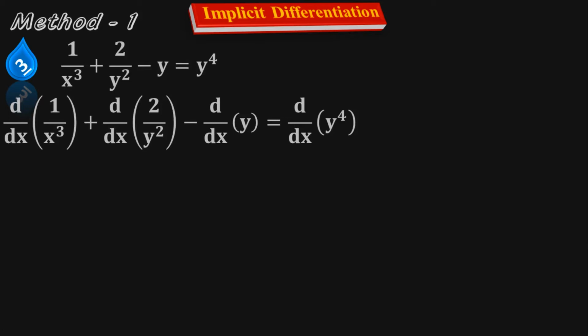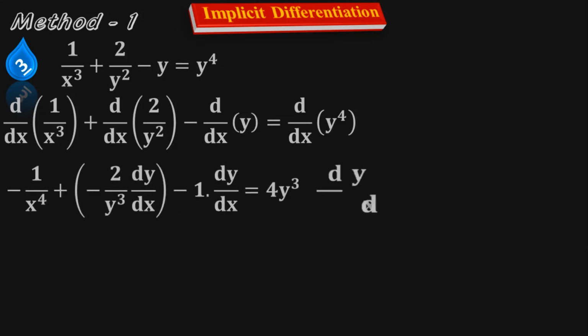After taking the differentiation, I will have negative 1 over x to the 4. Remember, the derivative of 1 over x cubed is negative 1 over x to the 4. Just apply the power rule here. Similarly, apply the power rule here for 2 over y squared. It will be negative 2 over y cubed times dy over dx. Don't forget dy over dx.